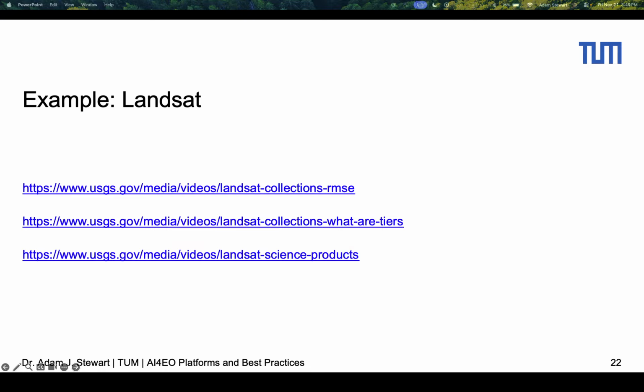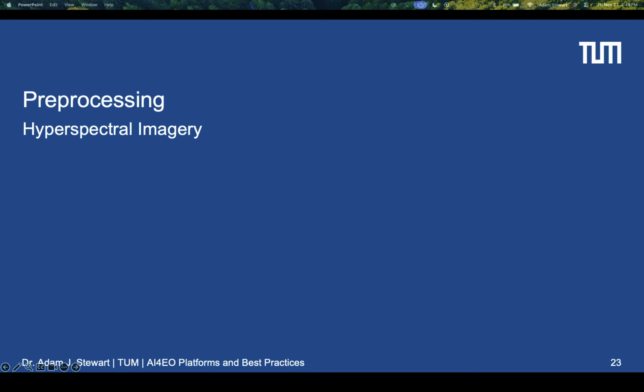So these are really cool videos that explain how the USGS does processing for Landsat images. There's similar things for Sentinel-1 or Sentinel-2 out there. So that's all the pre-processing required for multispectral images.